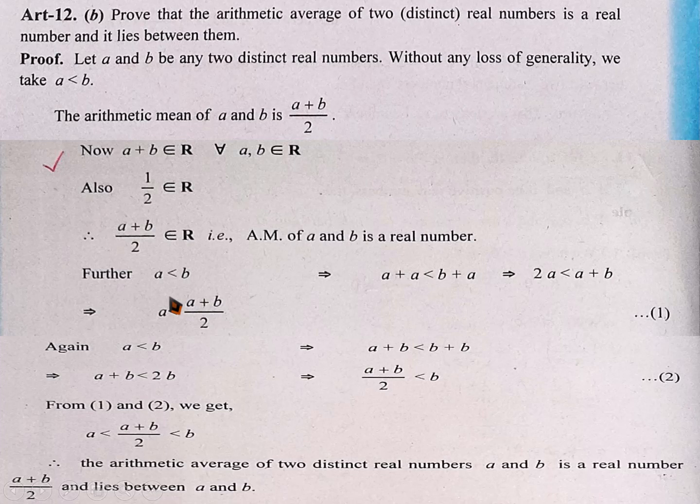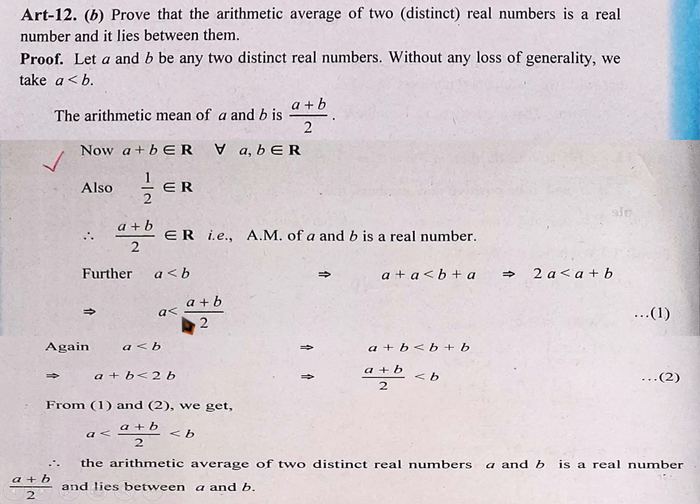On the other hand, again starting from here, a less than b. Now here we are adding b. a + b less than b + b. So the result is a + b less than 2b. Multiply both sides by 1/2. 1/2 is a positive real number, so we are multiplying with a positive real number. So there is no change in the inequality. Here is less than, here is also less than. So the result becomes (a + b)/2 less than b.